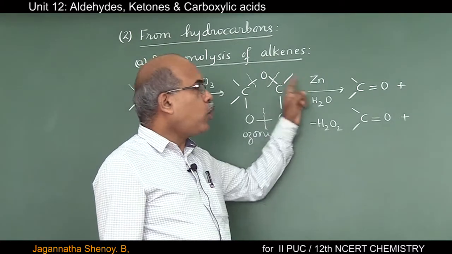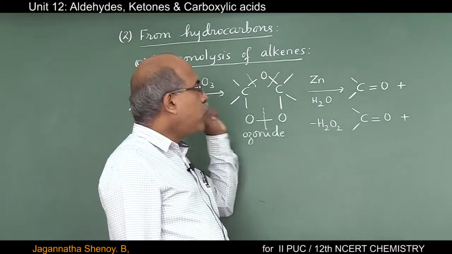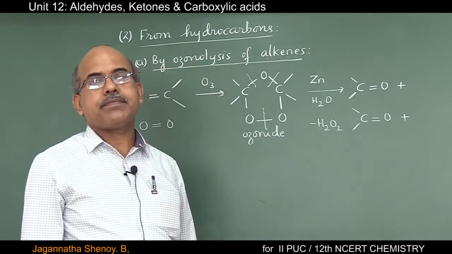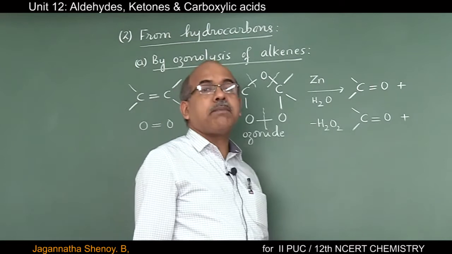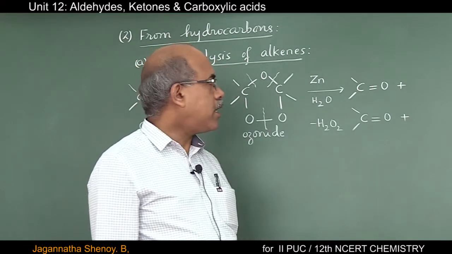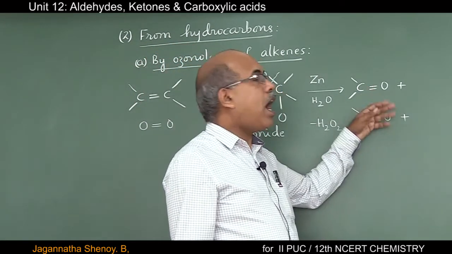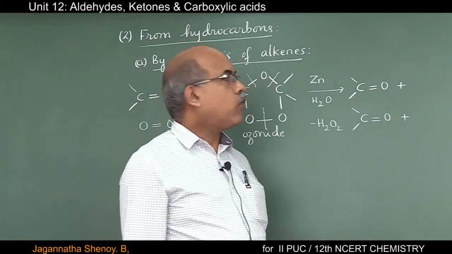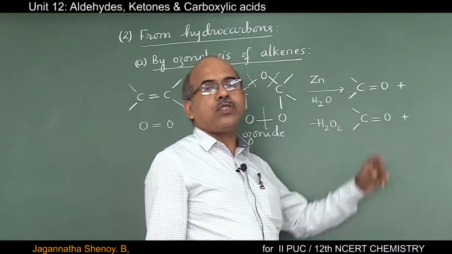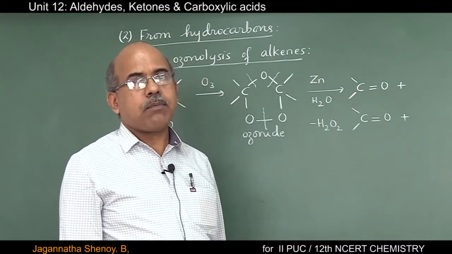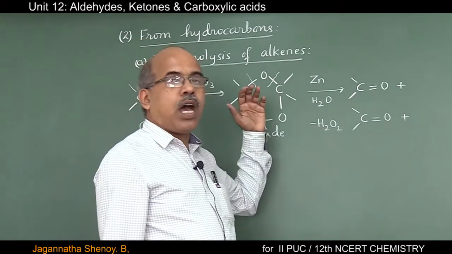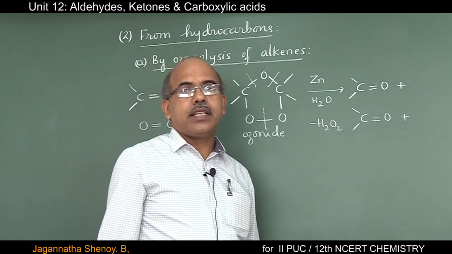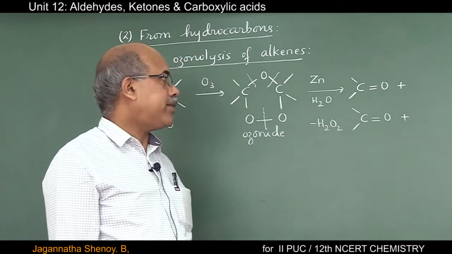So what is the role of zinc here? During ozonolysis, the byproduct formed is hydrogen peroxide. Hydrogen peroxide, being an oxidizing agent, will oxidize any aldehyde, if formed, to carboxylic acid. So if I don't want the aldehyde to undergo oxidation to carboxylic acid, I have to control the oxidation, and that is done using a reducing agent like zinc.